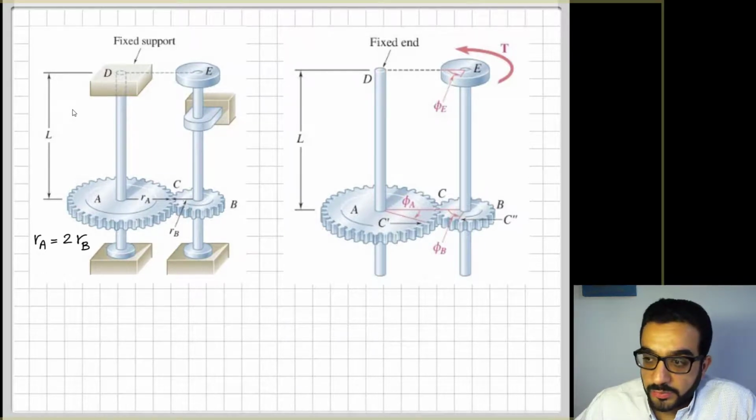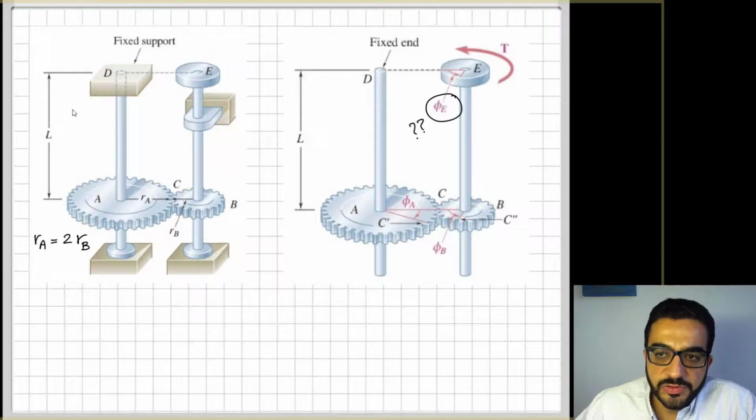And what I will do now is figure out what phi E is. So if D is fixed, and the shaft DA is supporting shaft EB, so D is fixed. I'm interested, if I apply a torque at E, how much rotation that will cause. So this phi E is the value that I'm looking for.